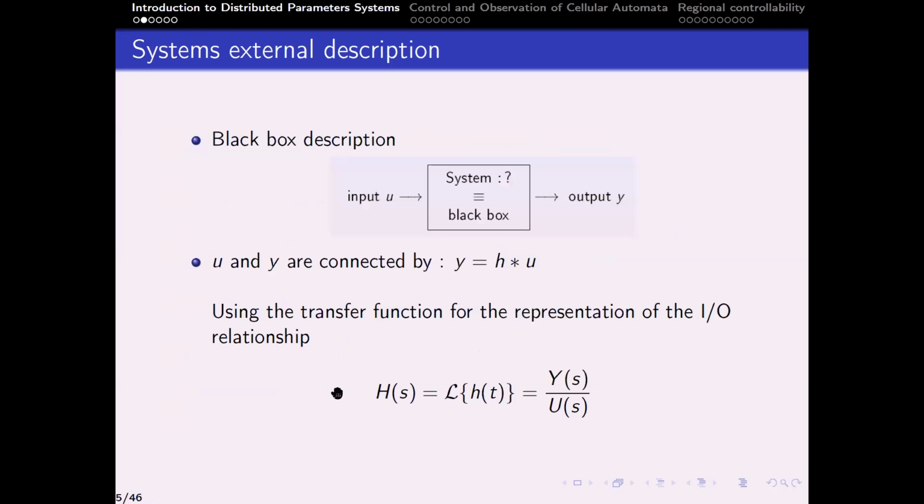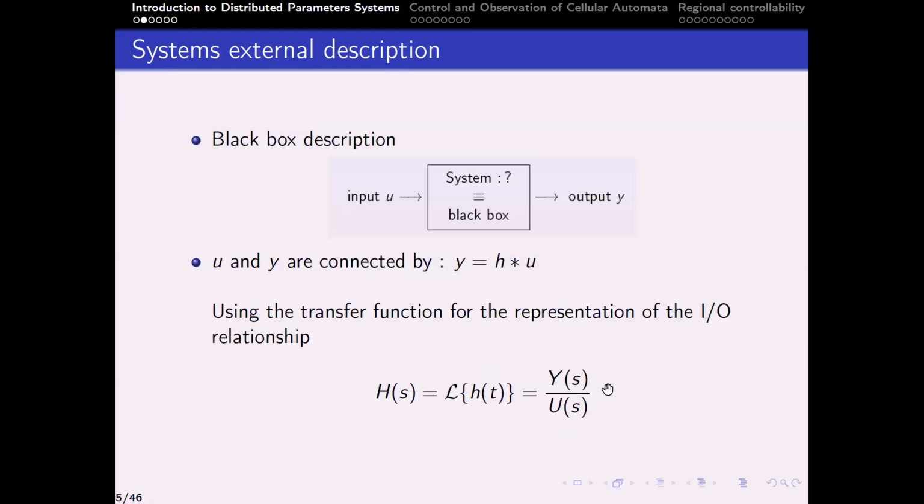The first thing, when we deal with systems, is that we can describe a system just as a black box with inputs and outputs, and we just know what input we apply to the system and what the response of the system is. According to the relation between input and output, which are connected by a convolution relation, we can use the transfer function to represent the input-output relationship, through the Laplace transform. But this is a black box, and we can do nothing with the system.